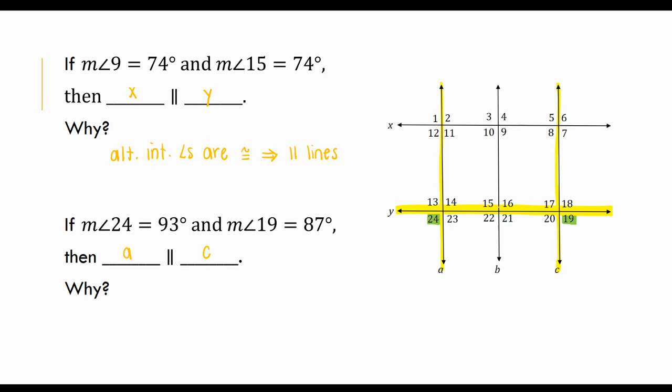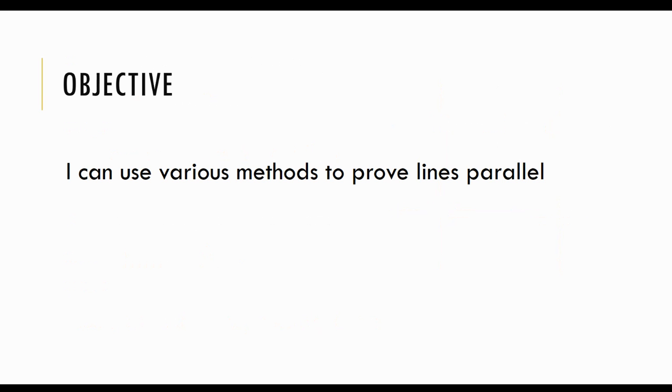Notice that with that line Y, which is my transversal, they're on the same side. These are outside of those 2 lines we want parallel. So these are same side exterior. So when we have same side exterior angles that are supplementary, that is what's going to allow us to conclude parallel lines. Okay, so that's us using various methods to prove lines parallel.